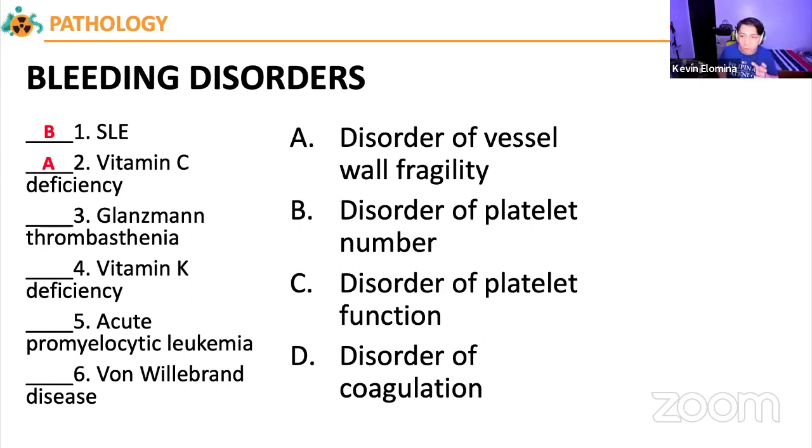Now, if you have Glanzmann thrombasthenia, that is a defect in your platelet function, but specifically platelet aggregation kasi yung Bernard-Soulier, yung platelet adhesion. Okay? Now, for vitamin K deficiency, remember that you have vitamin K dependent coagulation factors. Therefore, pag vitamin K deficient ka, anong bleeding disorder mo? Coagulation, no? And then if you have acute promyelocytic leukemia, remember that yung mga APML nagdi-DIC sila, so basically coagulation pa rin ang patak, no?